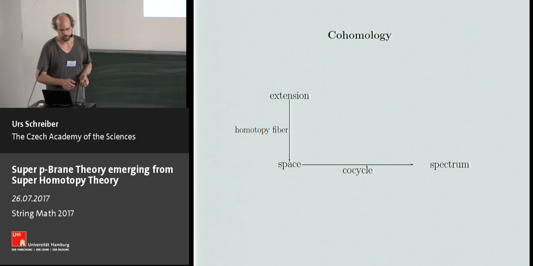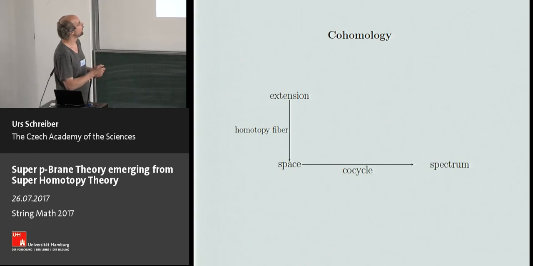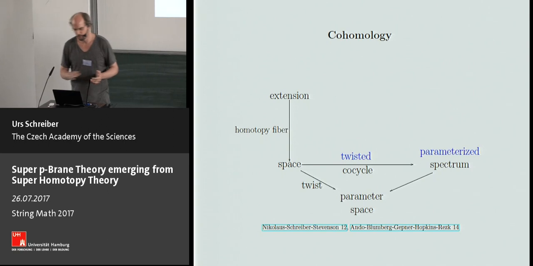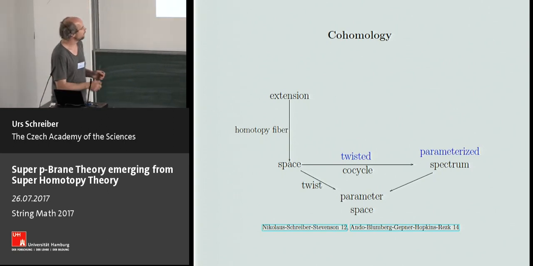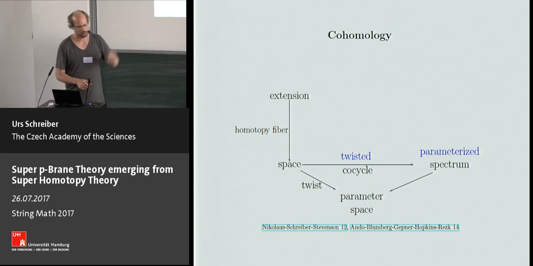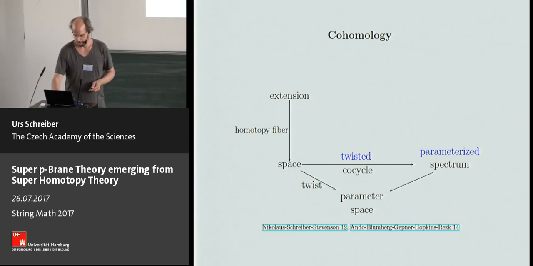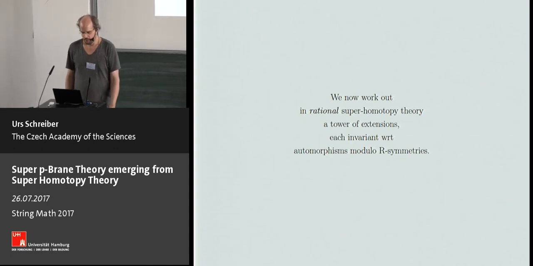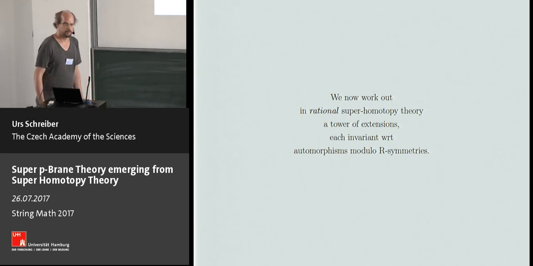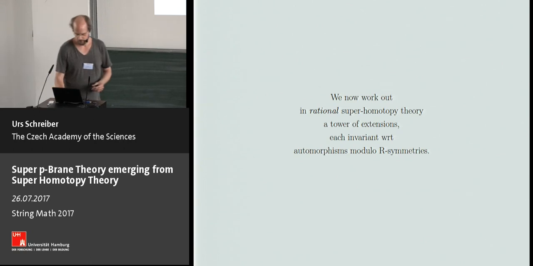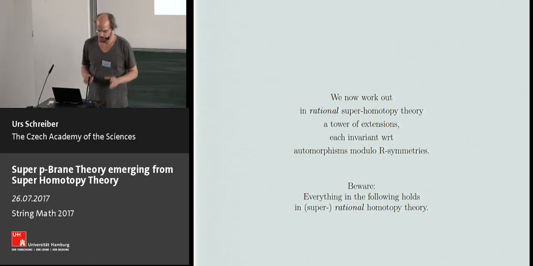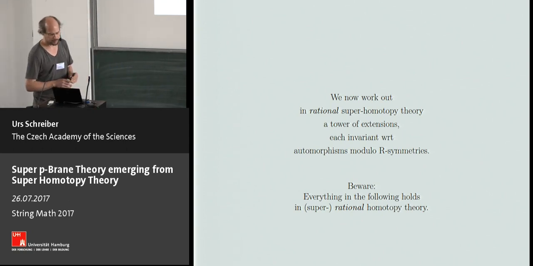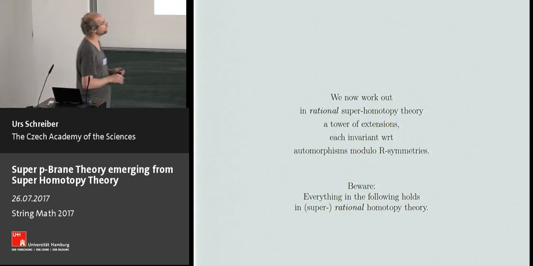We're going to consider a tower, a Whitehead tower, of ever higher extensions emanating from something. There's a twisted version of all of this where you map to a parametrized spectrum, then you have an underlying map to the parameter space, that's a twist, and now the cocycle is a twisted cocycle. Okay, so we now work out in rational super homotopy theory a tower of extensions, each invariant with respect to automorphisms modulo R-symmetries. So beware, everything in the following happens in super rational homotopy theory. At some points I'll identify some spaces that might seem surprising, which does work in rational homotopy theory.